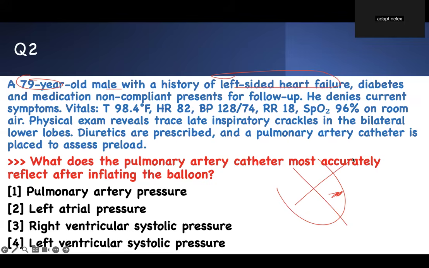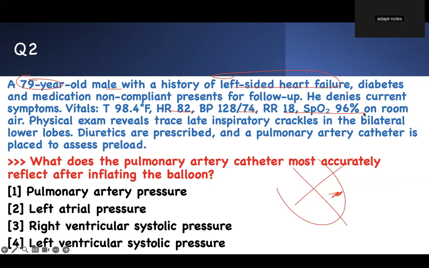And then diabetes and medication non-compliance. So he has not been taking his medication. Presents for what? Follow-up. He denied any symptoms. He said, "I'm fine." The temperature is okay, his heart rate is okay, his blood pressure is okay. Basically, all the numbers look fine. Saturation is fine. On the physical exam, he revealed what? Trace late inspiratory crackles. So there's something in the lung, in the bilateral lower lobes.